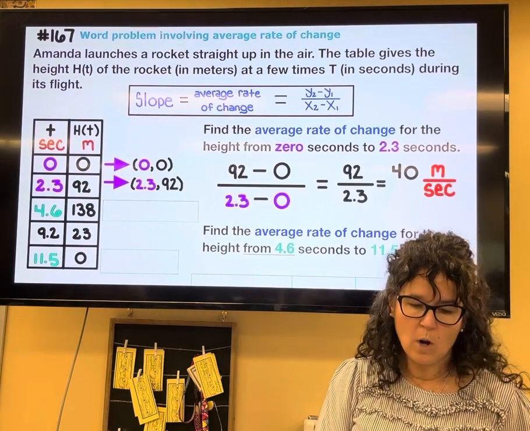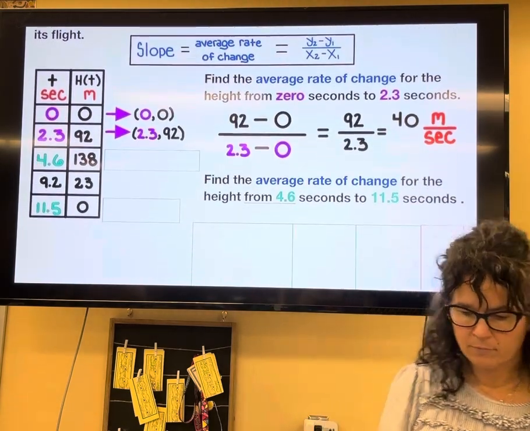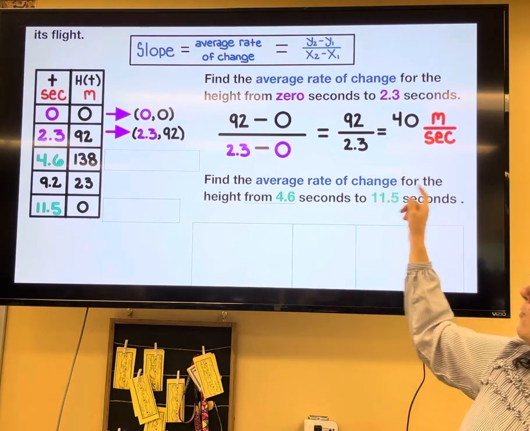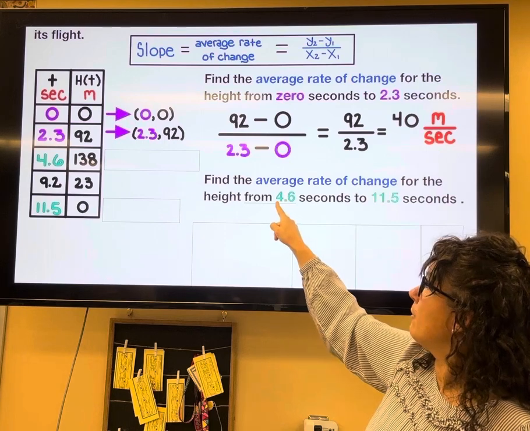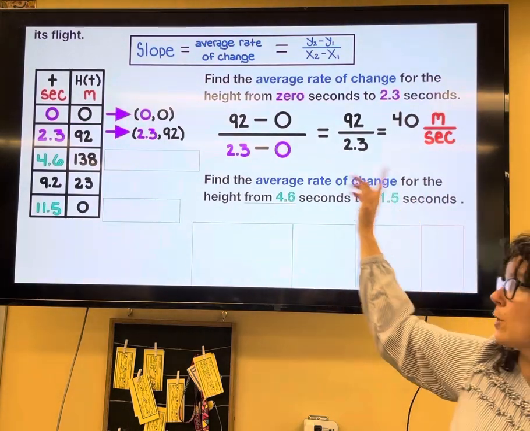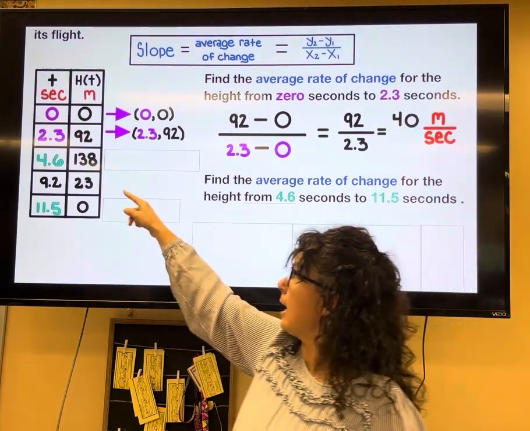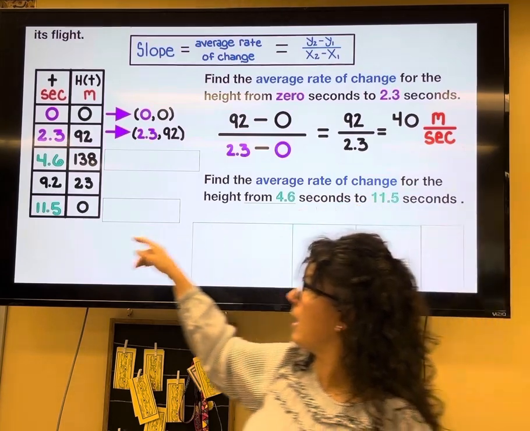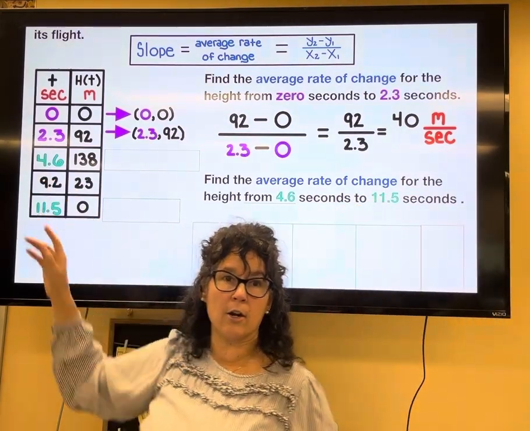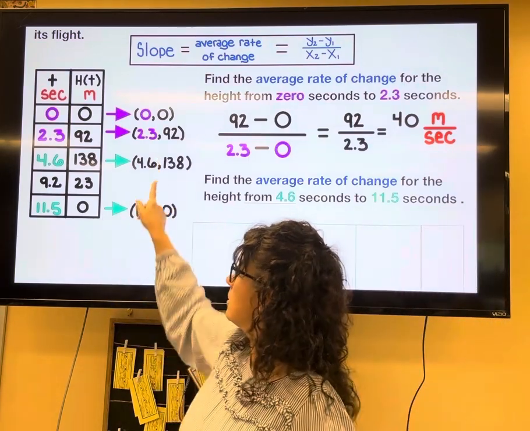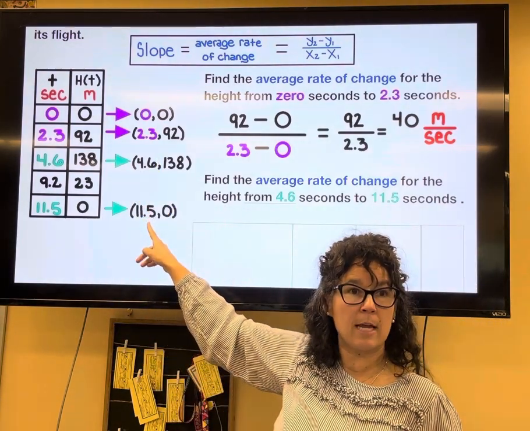So if we do just one more, this one says find the average rate of change for the height from 4.6 seconds to 11.5 seconds. So we're going to come over to the table and we're going to find 4.6 seconds and 11.5 seconds. Those two are right here. So the 2 points that we want to use are these 2 points from the table.